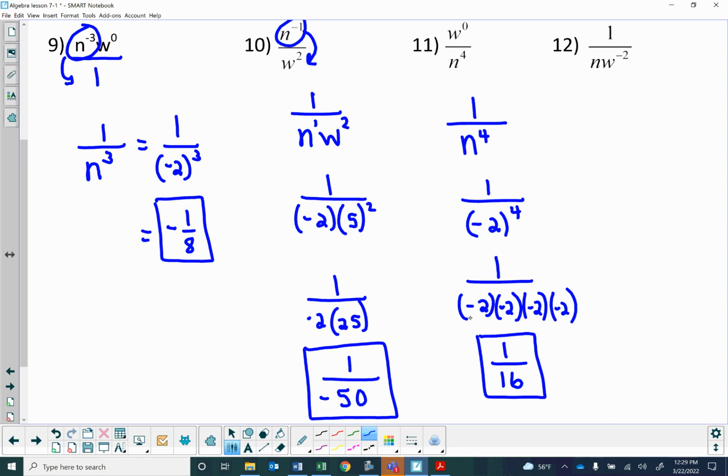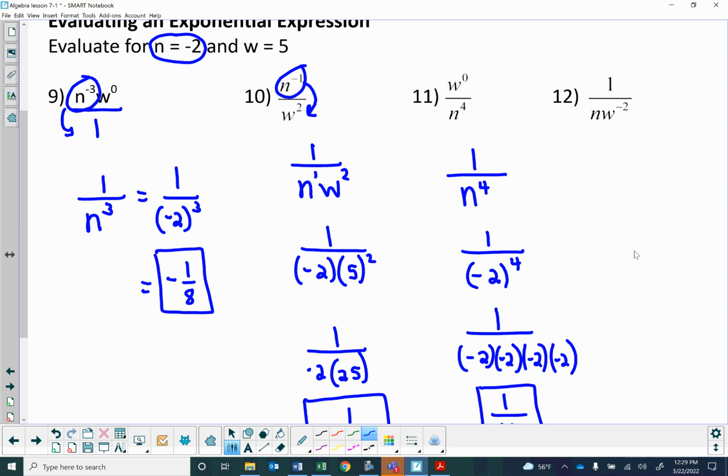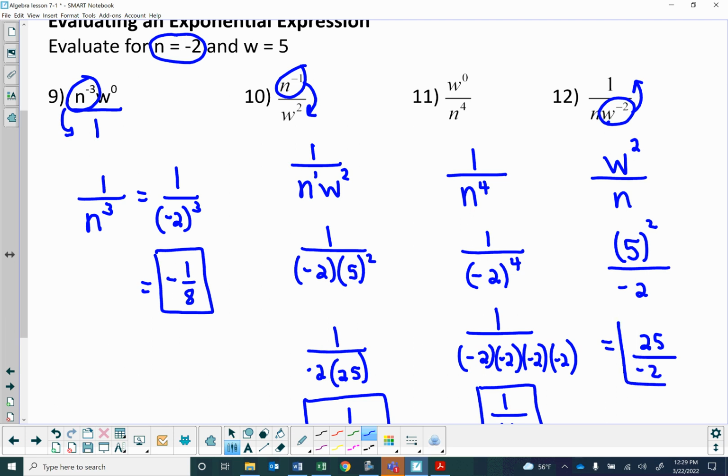And the last problem in this set, 1 over n w to the -2. This w to the -2 needs to move to the top in order to be positive. So this becomes w to the 2nd over n. Now we're going to substitute in, so we have 5 squared over -2, which ends up being 25 over -2, which I'm just going to leave as an improper fraction because that's perfectly fine. I'm not going to change this to -12.5 because it can be perfectly fine as -25 halves.